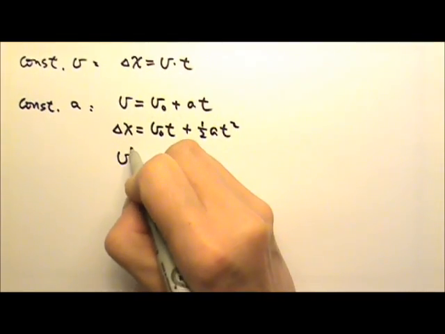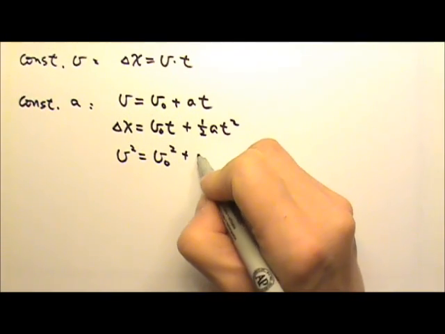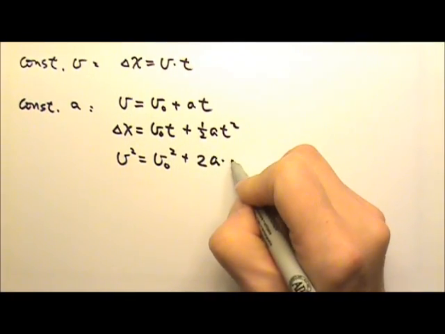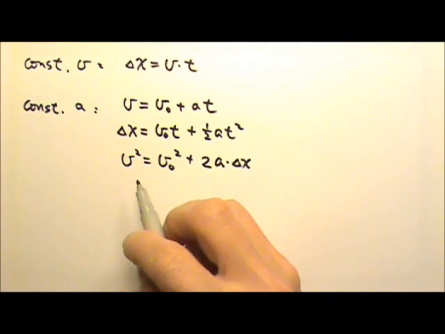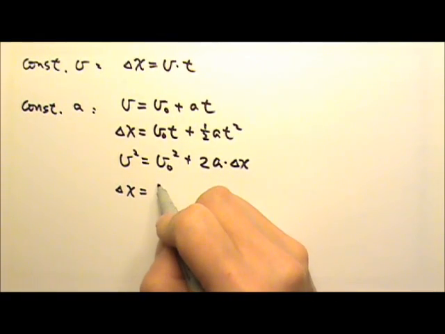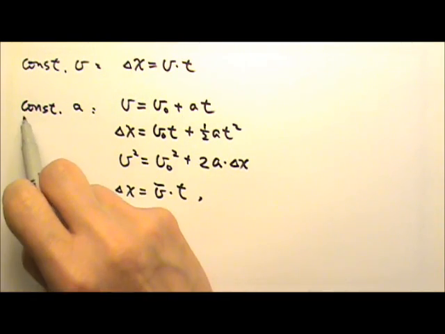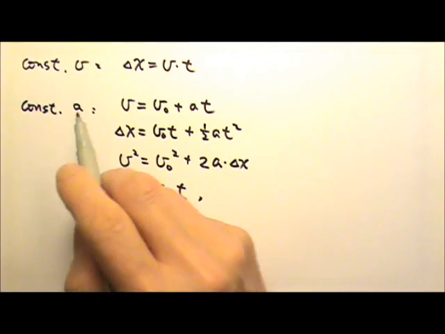And then we have v squared equals v0 squared plus 2a times the delta x. And then the fourth one was delta x equals average velocity times time. And that's for constant acceleration motion only.